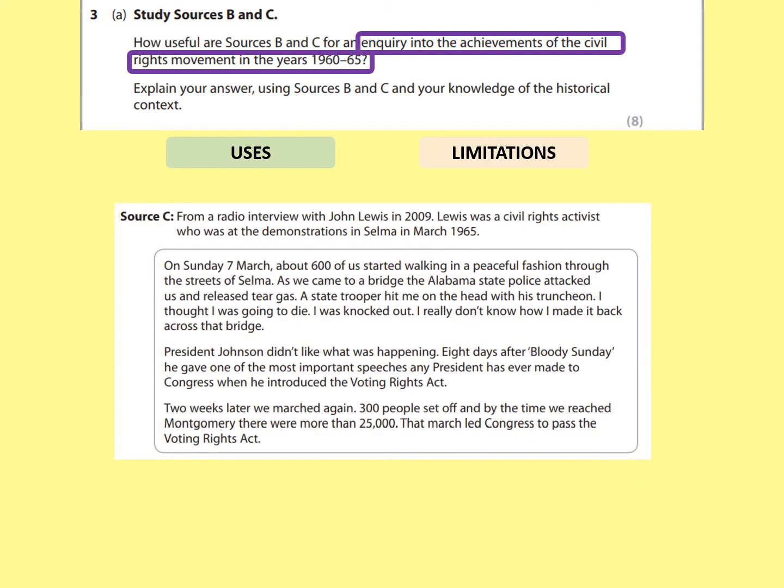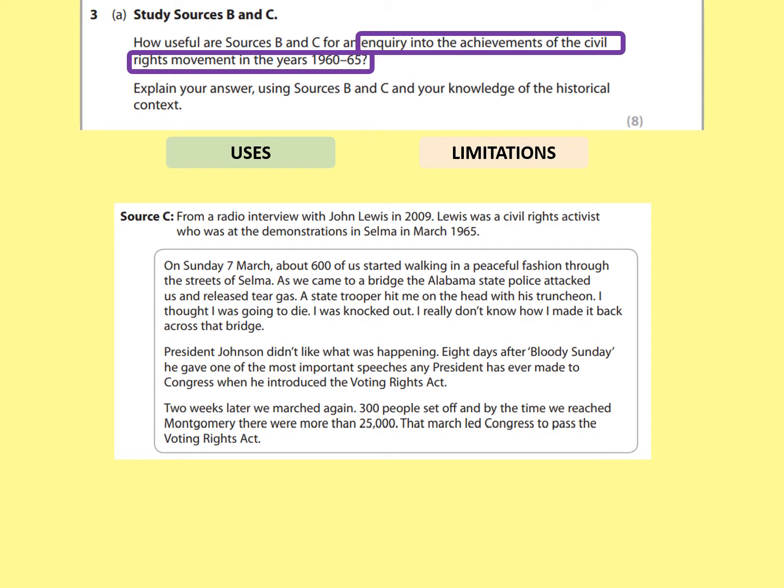Let's have a look at Source C. This is from a radio interview with John Lewis in 2009. Lewis was a civil rights activist who was at the demonstrations in Selma in March 1965, so that looks like it is going to be relevant to our inquiry into the achievements of the civil rights movement in those years.